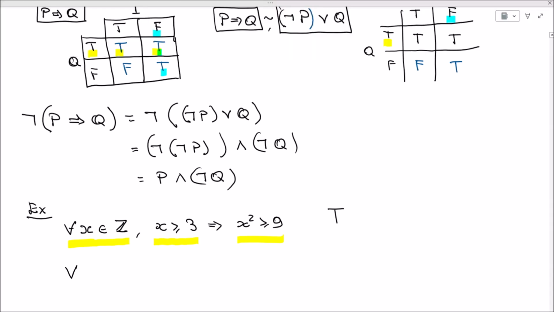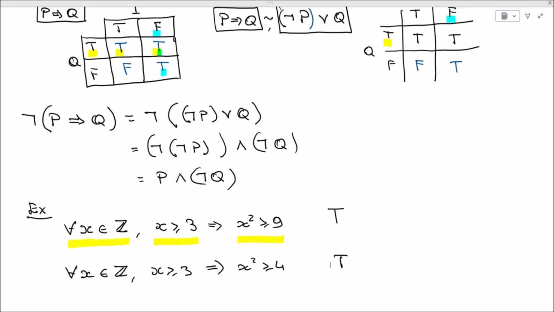Another proposition would be for every x that belongs to Z, x larger than or equal to 3 implies that x squared is larger than or equal to 4. And also this is true, because we are just limiting ourselves to the integers, and every integer that is larger than or equal to 3 has a square that is larger than or equal to 4.